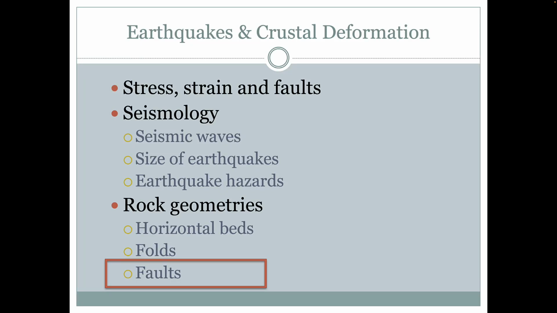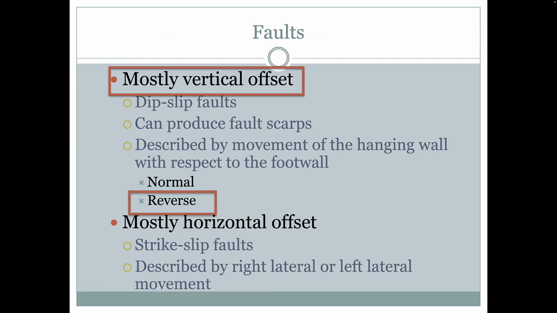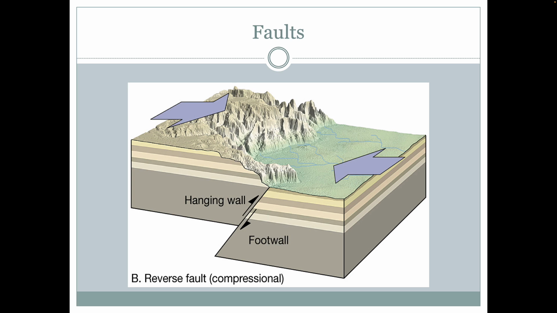Let's continue talking about faults, which are the brittle type of crustal deformation. When we talk about faults with mostly vertical offset, all of the things at the top apply. They're called dip-slip faults. They can produce fault scarps, and we describe them by using the terms hanging wall and foot wall. Let's talk about what reverse faults look like.